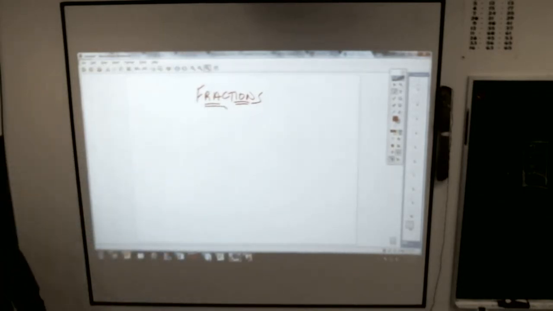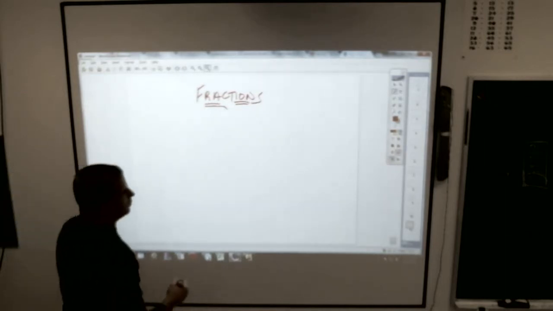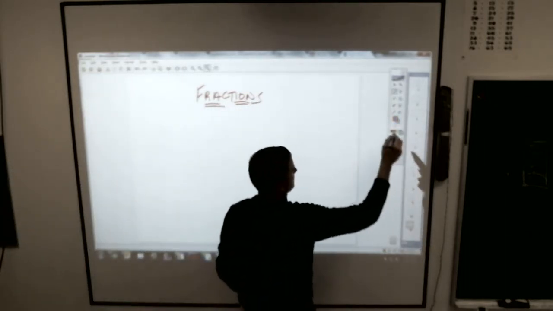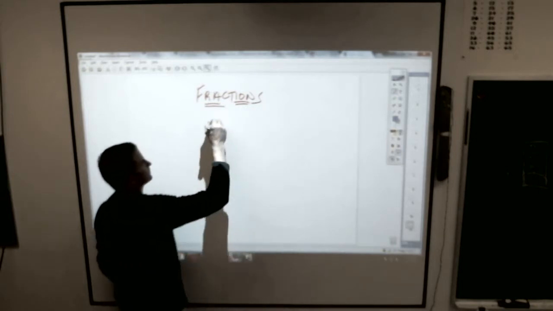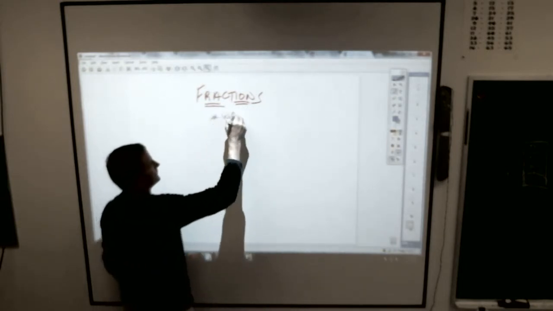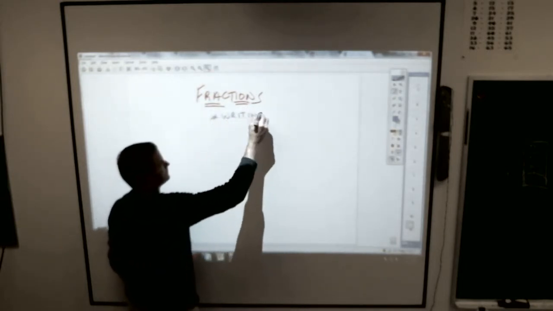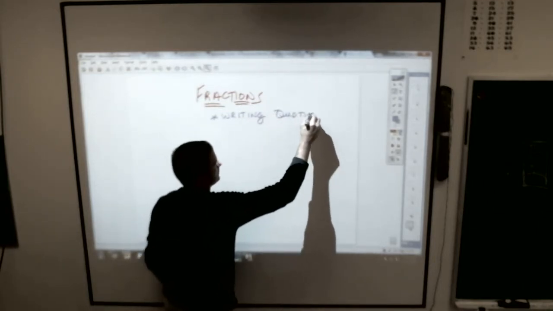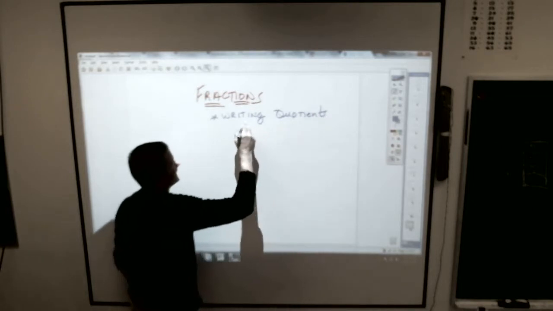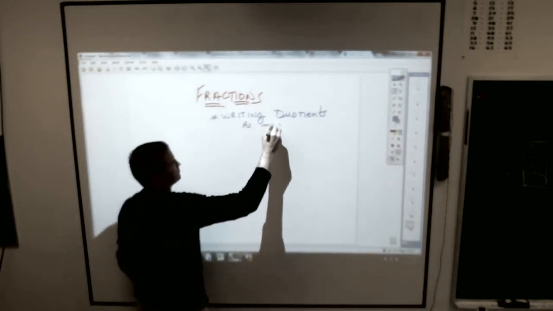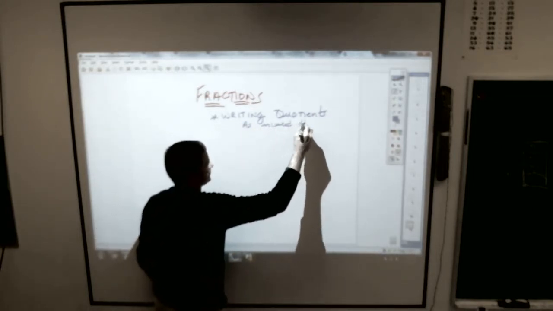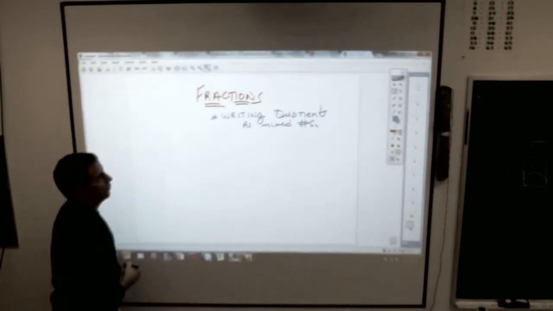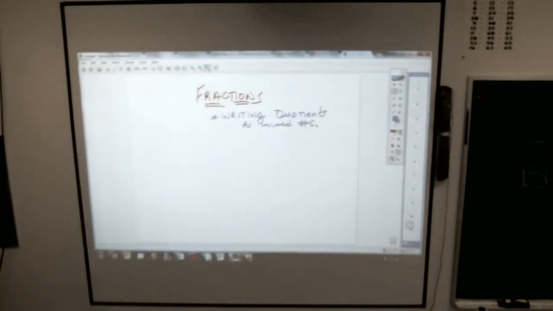And the little subheading today is writing quotients as mixed numbers. Writing quotients as mixed numbers. And in order kind of to get the gist of this, write down this problem.